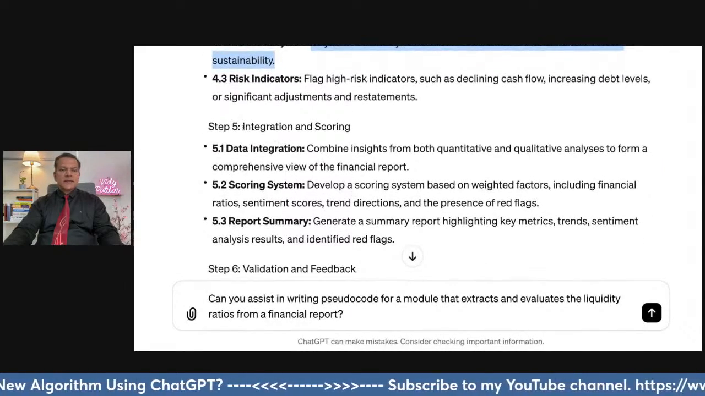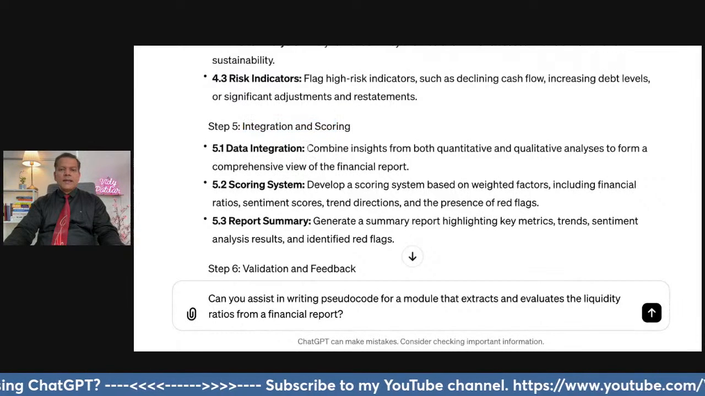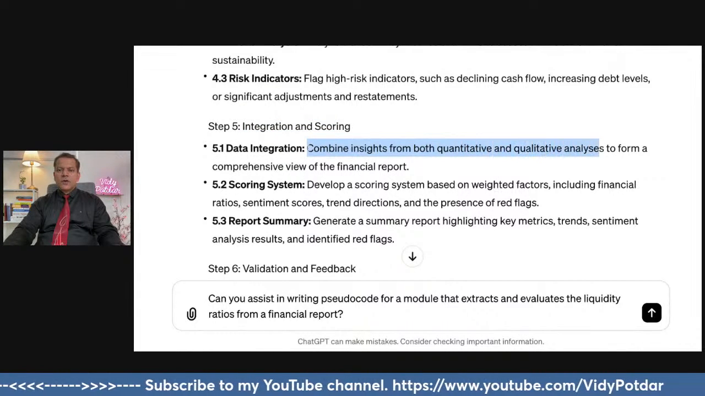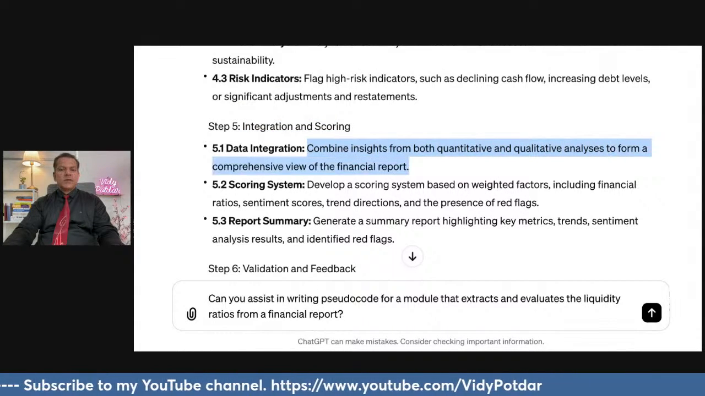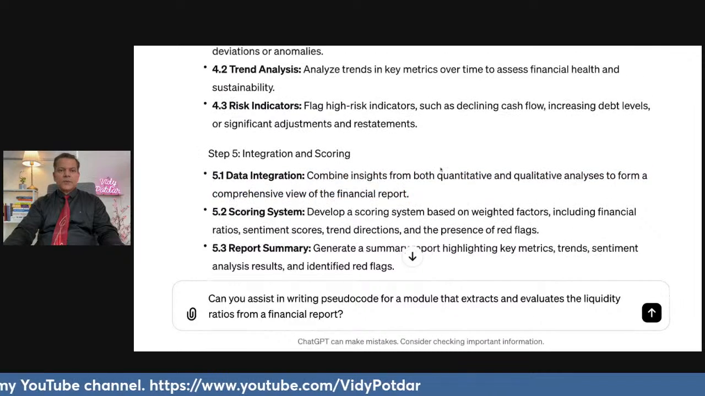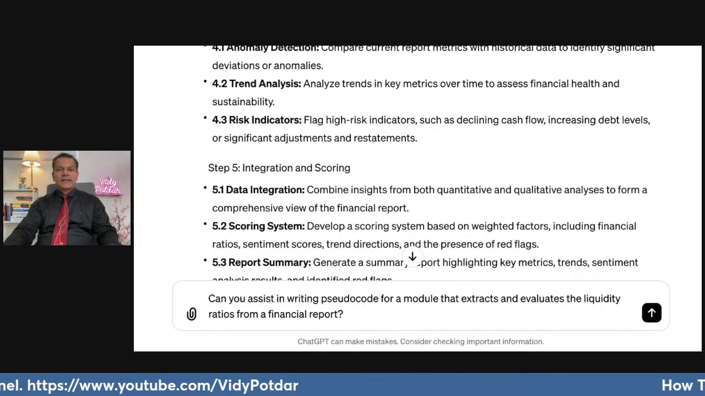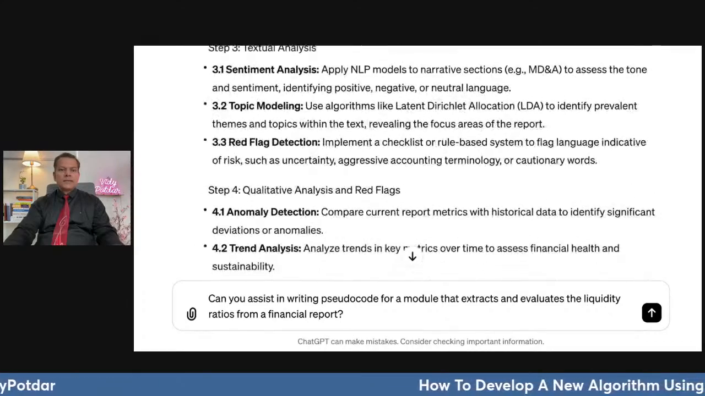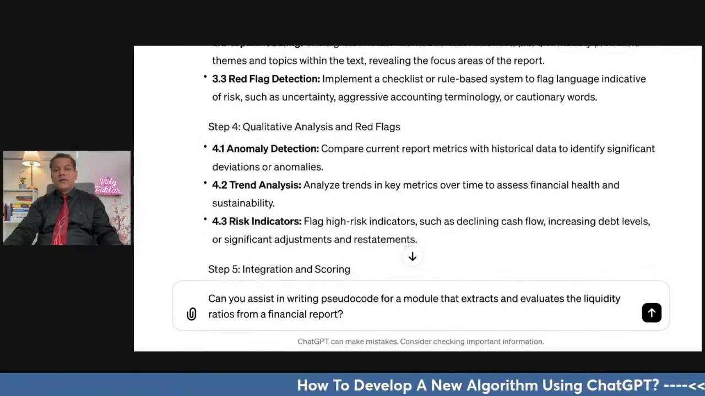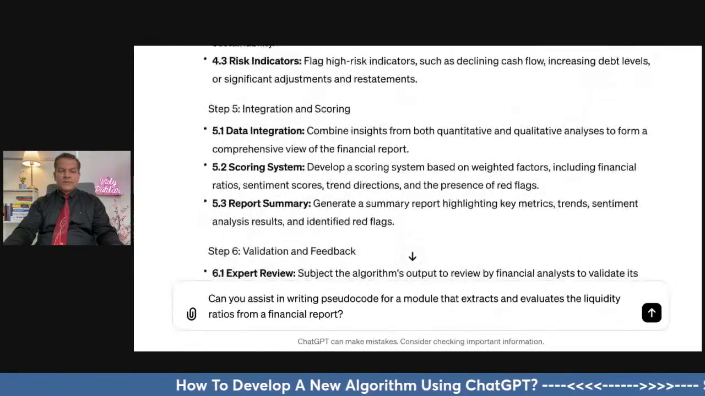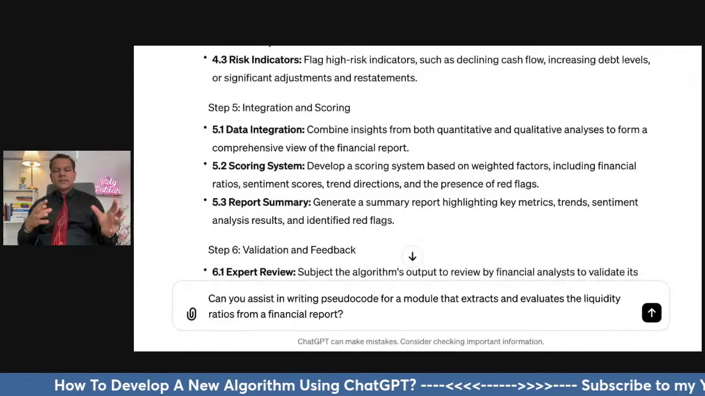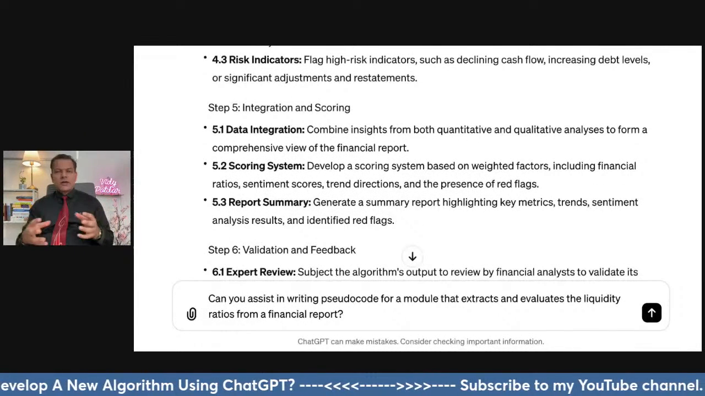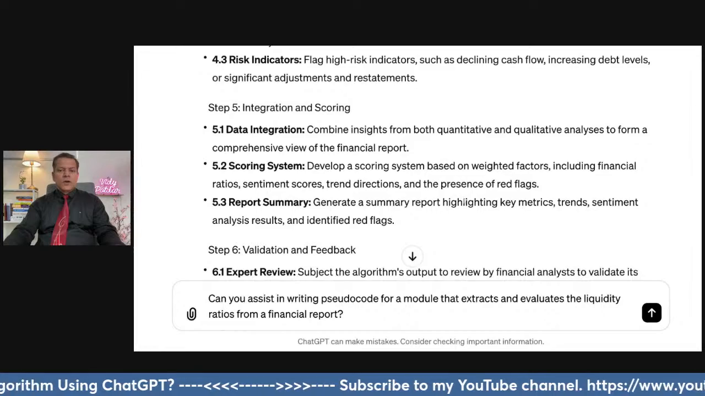Next comes integration and scoring. So combine insights from both quantitative and qualitative analysis to form a comprehensive view of the financial report. Because the financial report will have both text as well as numbers, right? So when you're doing qualitative analysis, you're looking at text. When you're doing quantitative analysis, you're looking at numbers. And then you have to combine both the qualitative and the quantitative to kind of come up with an overall algorithm.